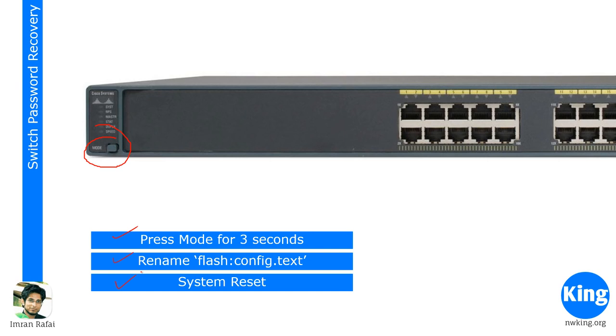That's the difference. In a router, you had to go and change the config register to get it to go to the default mode, right? In a switch, you just change the name of the config file, and then the switch will load the default. So let's see how it is done in Packet Tracer.